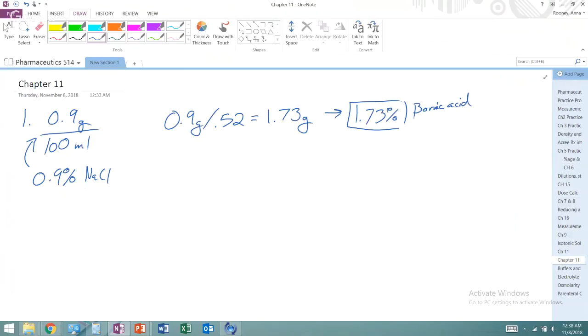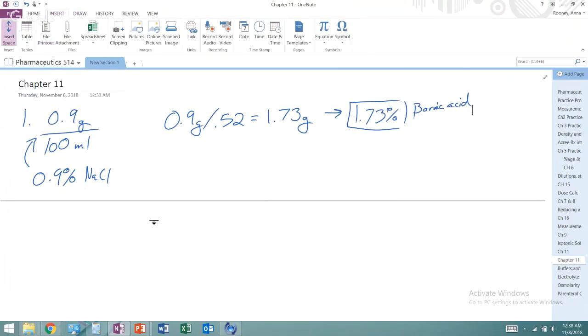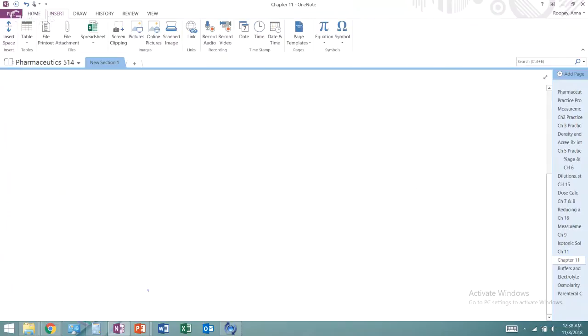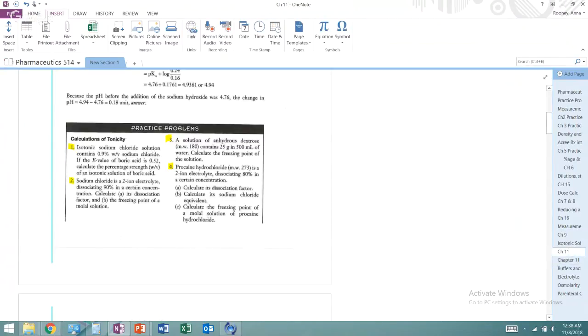All right. Let's go to the next one. Insert some space. All right, so number 2. Sodium chloride is a 2-ion electrolyte dissociating at 90% in a certain concentration. Calculate A, its dissociation factor, and B, the freezing point of a molal solution.